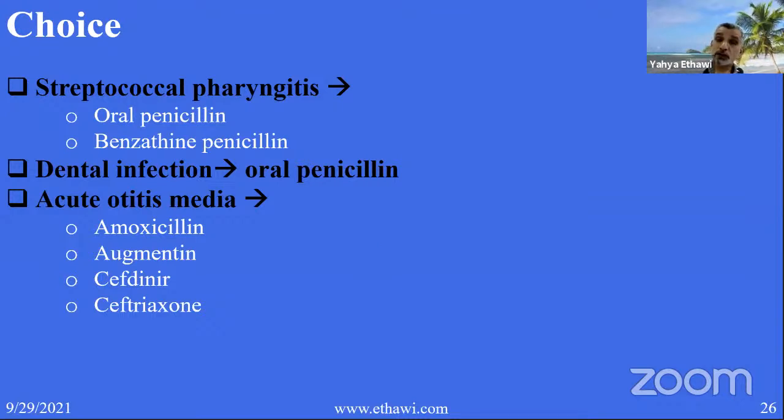When you have streptococcal pharyngitis, oral penicillin is very good. If in a remote area, you can give one dose of penicillin. If you have a dental infection, it's oral penicillin. If you have acute otitis media, you need both gram-negative and gram-positive coverage, and antibiotics that invade the soft tissue. So amoxicillin, augmentin, cefuroxime, and ceftriaxone are very good choices.